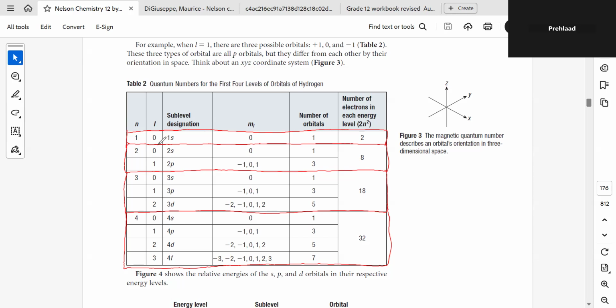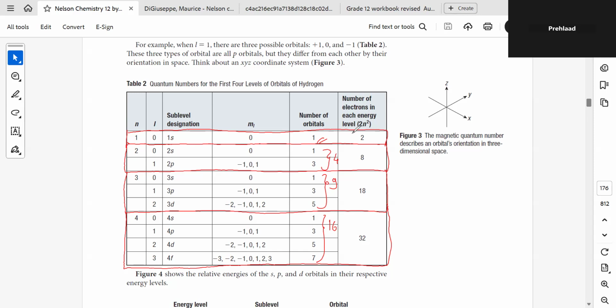So when your n is 1, L is 0, you have only one orbital. When you have n equal to 2, then you have a total of 4 orbitals. If n is equal to 3, you have 9 orbitals. If n is equal to 4, then you have 16 orbitals. When you add up all the orbitals, that's when you get 16.